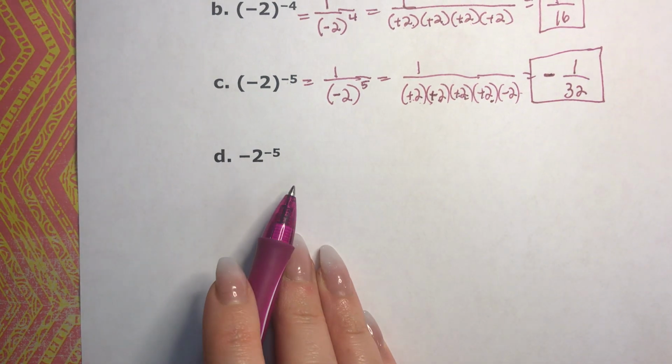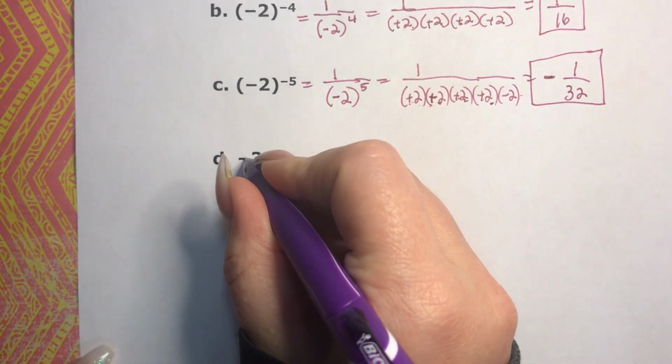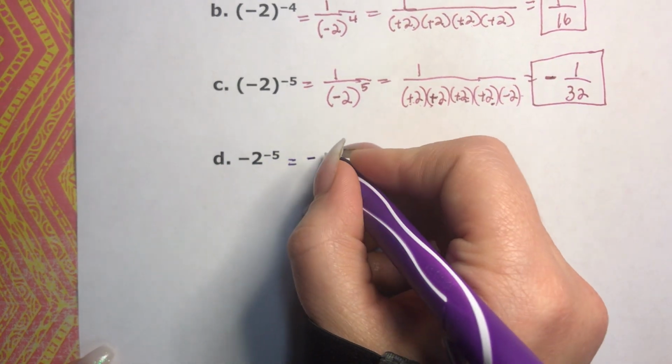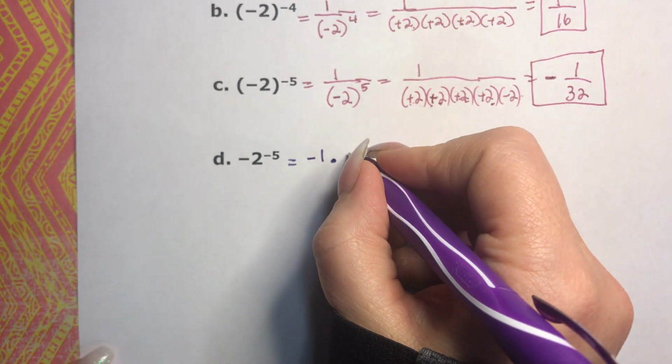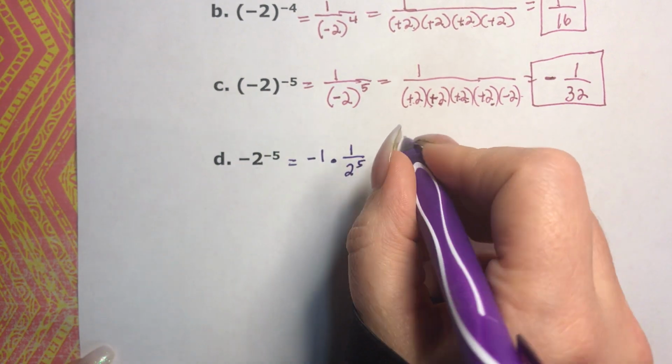Ooh, this one's the tricky one. It's trying to be a tricky little trickster. Trickster McGee, that's this problem's name. Okay, so let's figure it out. Remember, this is negative here. Only the base is 2, not that negative. That negative is like negative 1, right? Times 1 over the base 2 to the fifth power.